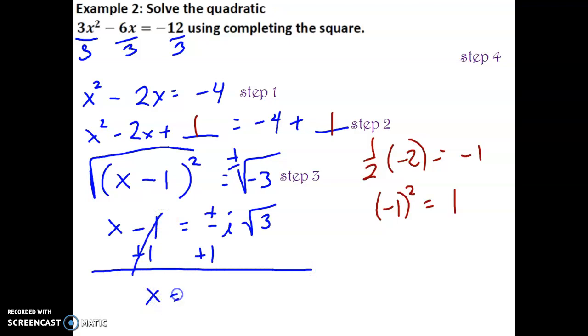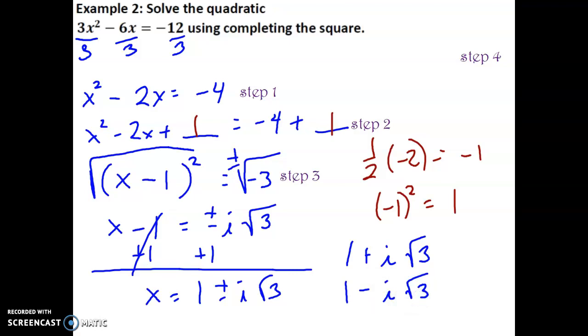All right, and just like before, I'm going to put the real part first and then the imaginary part. And also, just like before, I do have two answers here. 1 plus i square root of 3 is one answer, and 1 minus i square root of 3 is the other answer. So again, when my highest exponent is 2, I'm going to have two answers, 1, 2. So let me move my little 4 down here. That's where I was solving using the square root method.